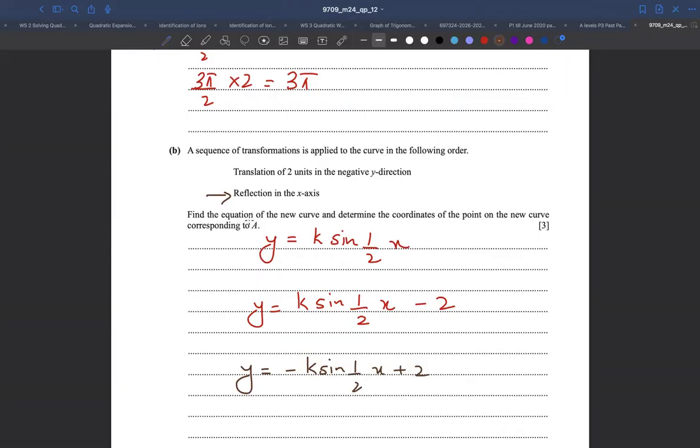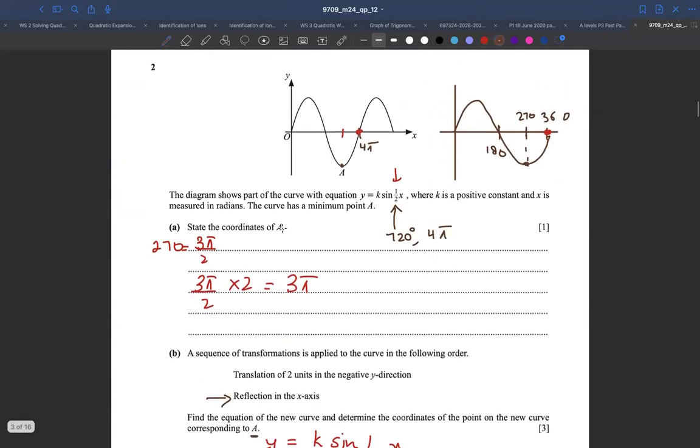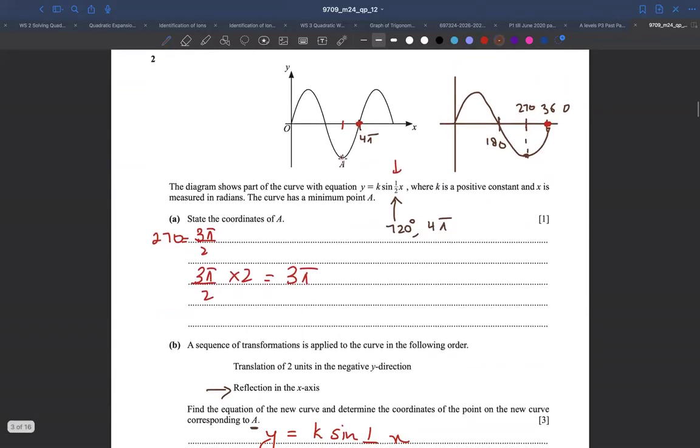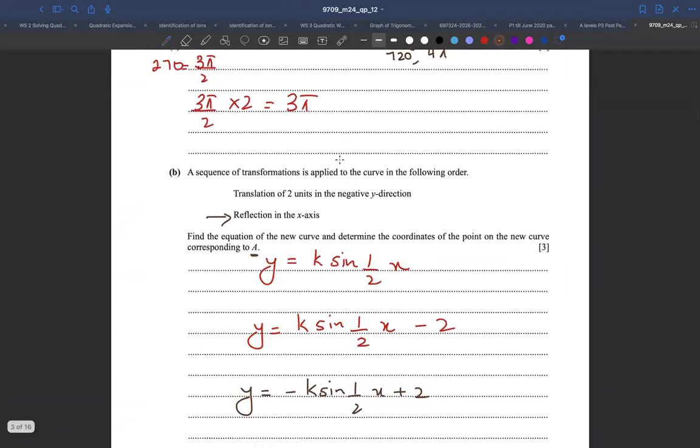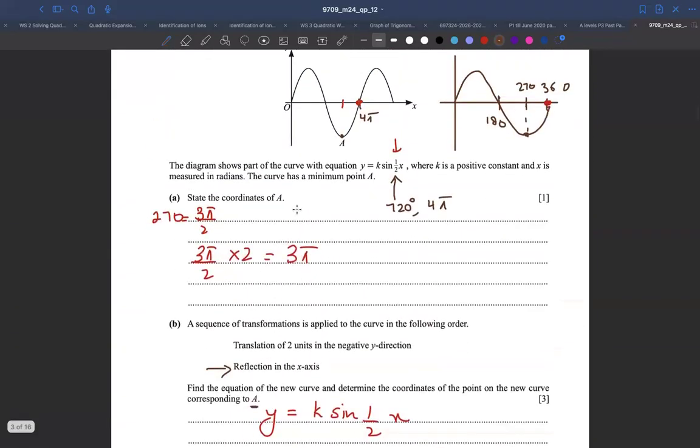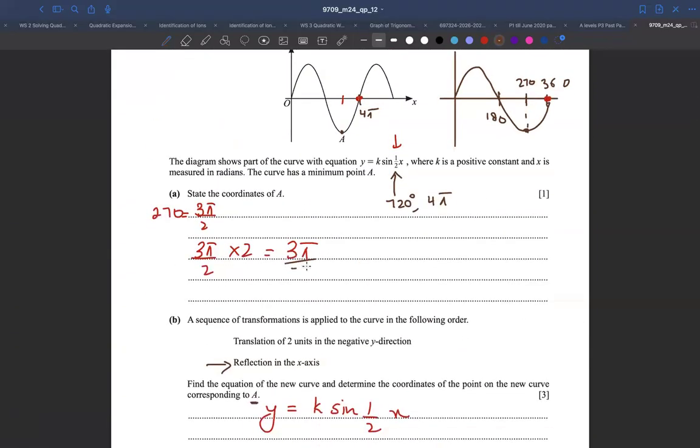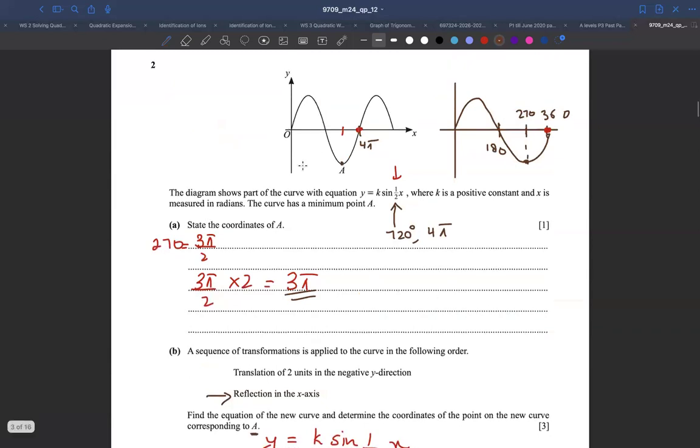It is saying find the equation of the new curve and determine the coordinates of the point on the curve corresponding to A. Okay, so this is point A. Easy. First of all, this x coordinate was 3 pi, right? This x coordinate was 3 pi.